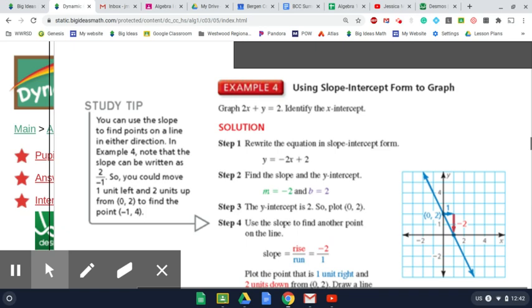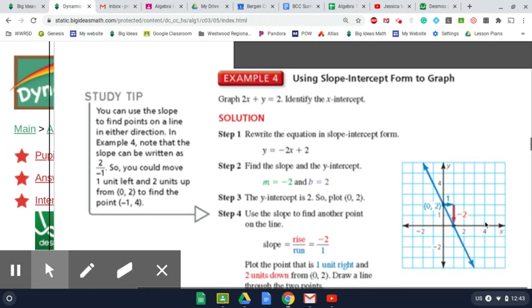Hi, it's Mrs. Martello. I wanted to talk a little bit more about 3.5 example 4. So in this example, we showed our work of how to get this equation into y equals mx plus b form. And then once it was in y equals mx plus b form, we found the slope, we found the y-intercept, and then we graphed it.